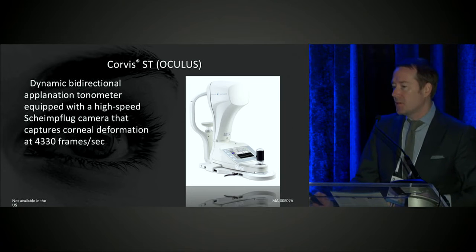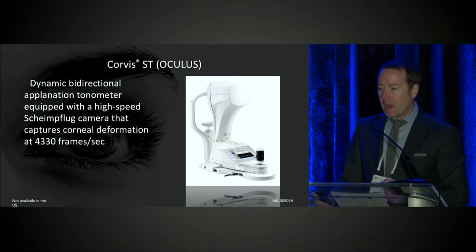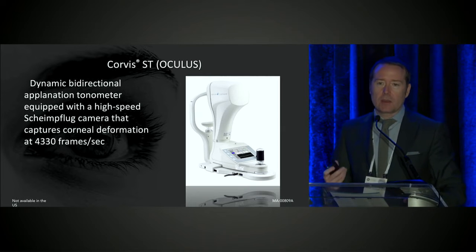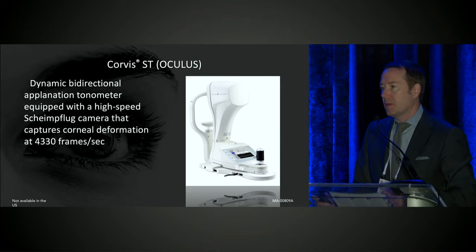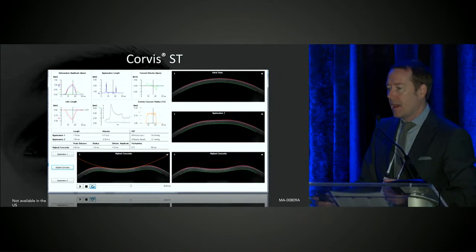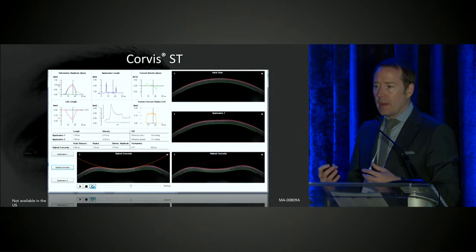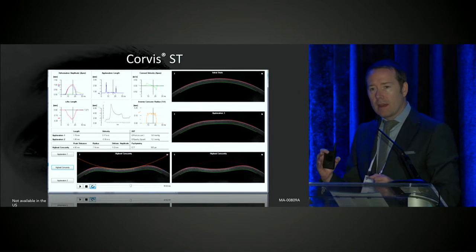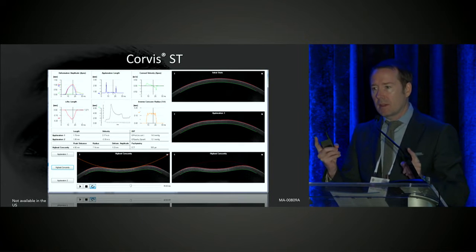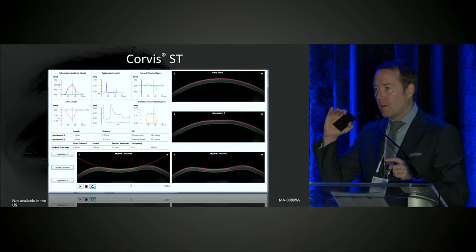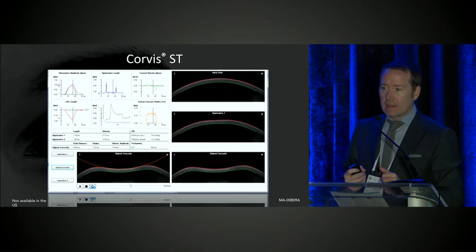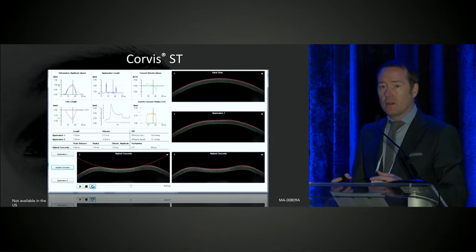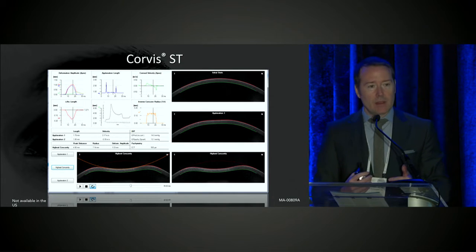This is a dynamic bidirectional applanation tonometer with a high-speed Scheimpflug camera that captures corneal deformation extremely quickly. We just recently published a combined index looking at all these advanced deformation indices, and with Oculus ran a regression analysis looking at the most sensitive and specific indices to create what is now known as the DCR index that actually can separate normals from keratoconus independent of intraocular pressure and pachymetry.